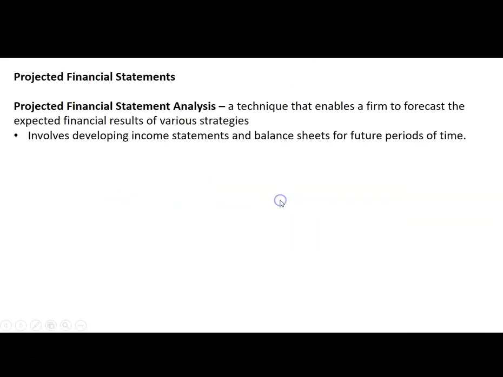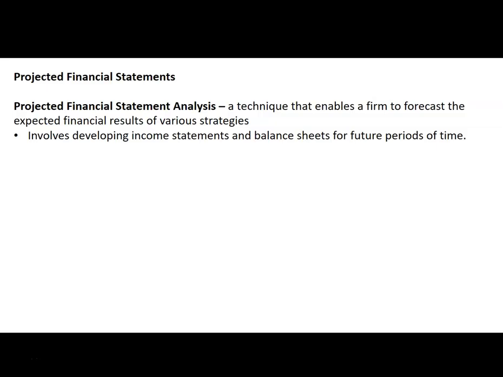In this video we're taking a look at projected financial statements, what they are and how you can create them to see how your firm might do in the future financially based on your recommendations. The definition here: a technique that enables a firm to forecast expected financial results based on various strategies. These various strategies will be come up with by your group, right? Whatever you decide the firm should be implementing.